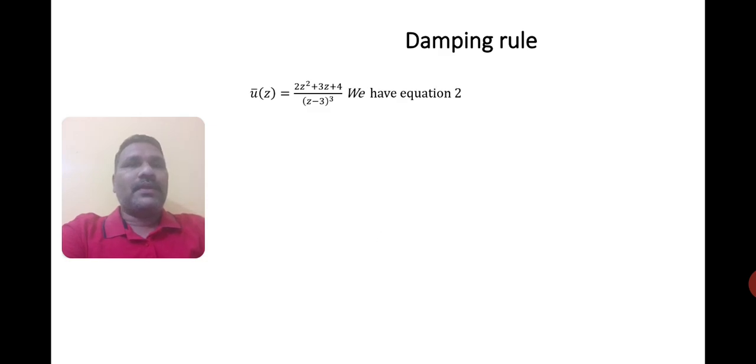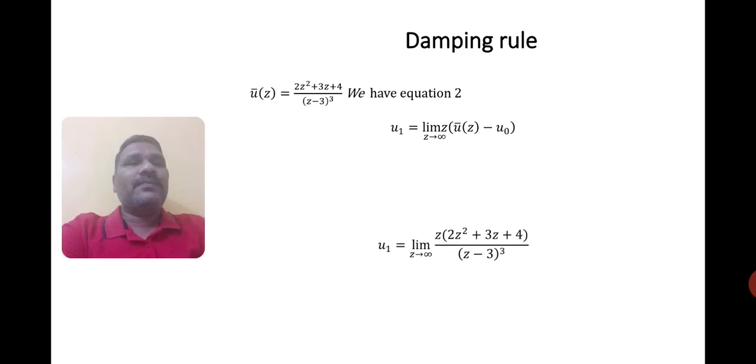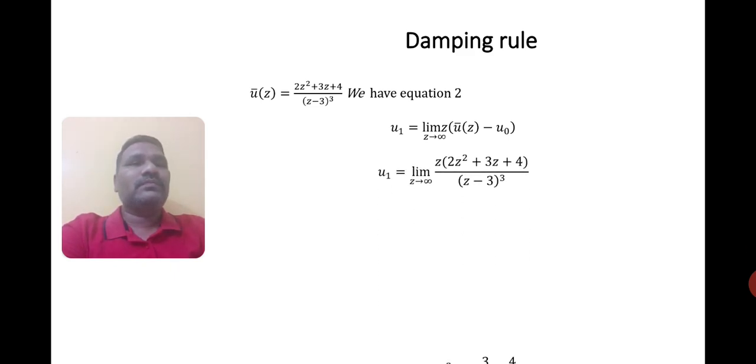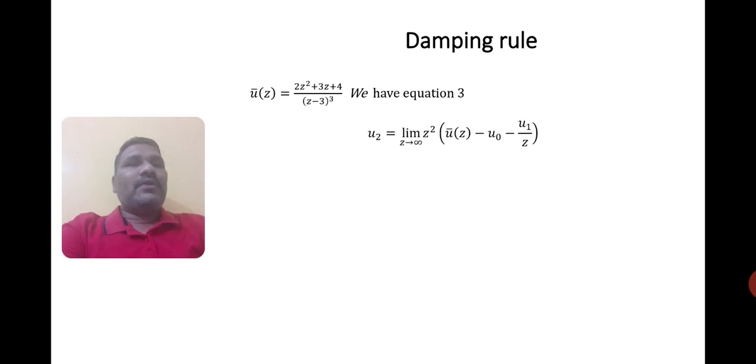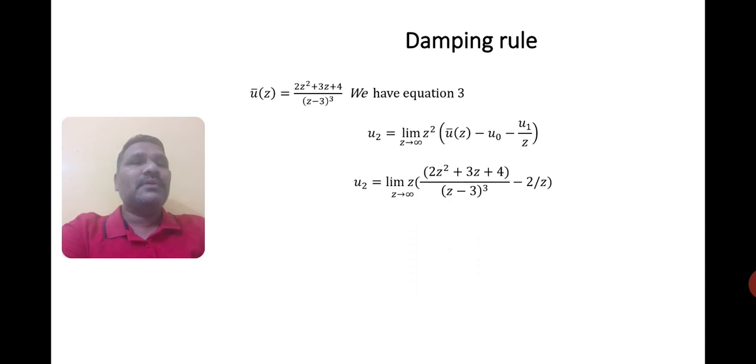Okay, now let me try to get u1. u1 is given by this formula. z³ will get cancelled, and put the limit value over here. You will get the answer as 2. So I now know u0 and u1. u0 is 0, and u1, as we got just now, is 2, right? Now try to put all these values over here for the calculation. Now take the LCM and try to simplify it.